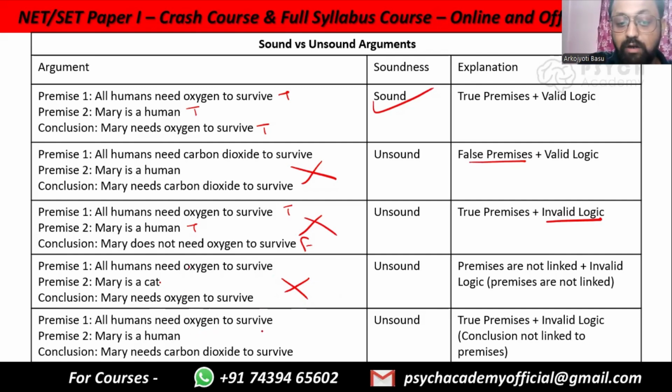All humans need oxygen to survive. Mary is a human. Okay. Mary needs carbon dioxide to survive. The question, and once again, it is not about our own knowledge that carbon dioxide is not required to survive. Even if instead of carbon dioxide, I had written Mary needs water to survive, the conclusion would be true. Mary would need water to survive. But do the premises talk about water? They do not. They talk about oxygen and human beings. So even if the premises are true, the conclusion is not linked to the premises. So this is invalid logic.